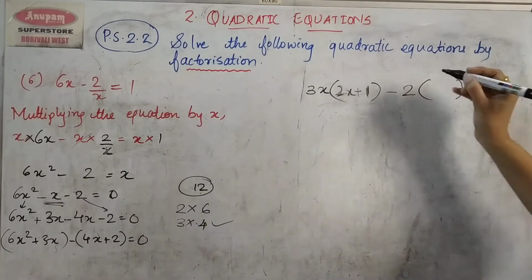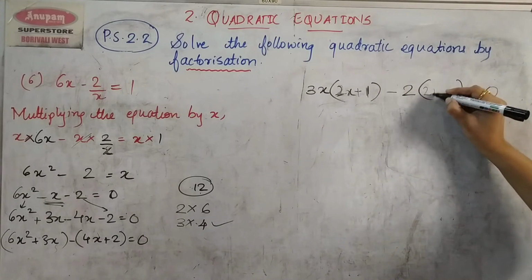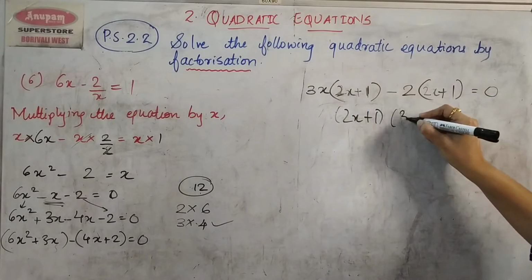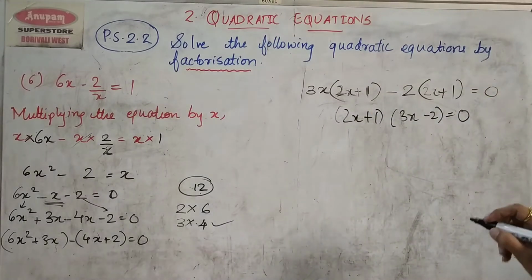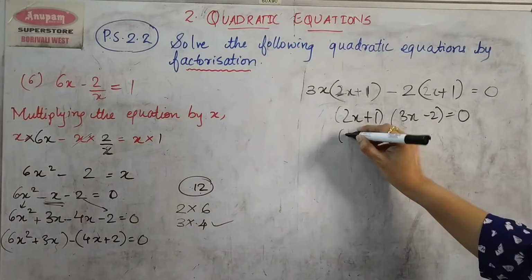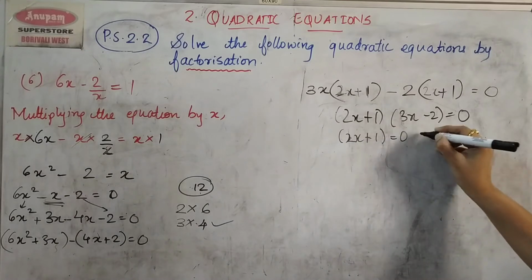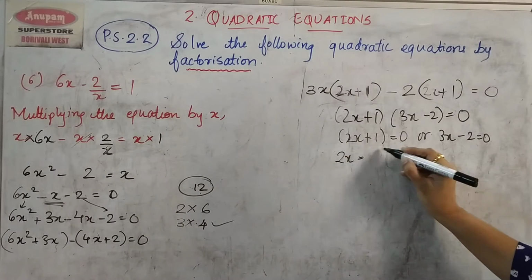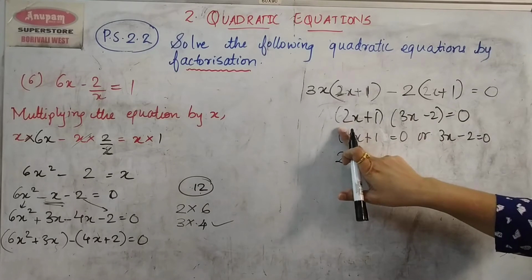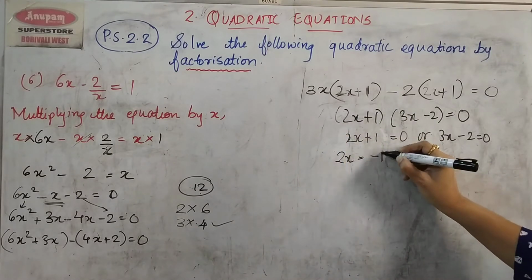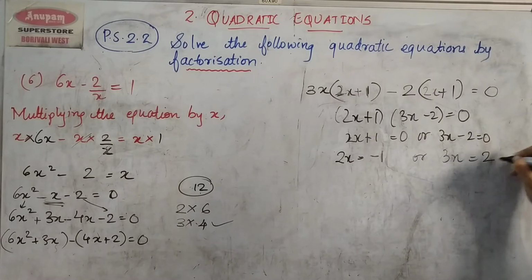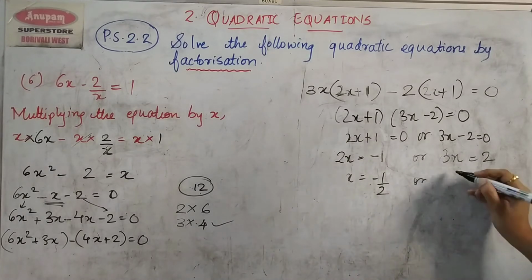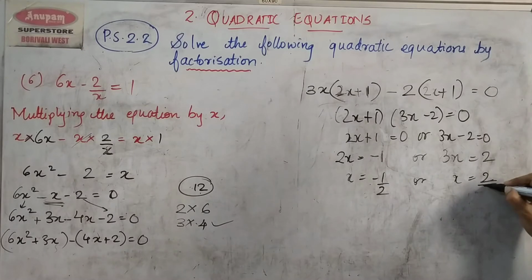Now 2 into what will give you 4? 2 2's will give you 4, or else straight away copy this: 2x plus 1. The next step: 2x plus 1 will be your one bracket and 3x minus 2 will be your second bracket. Now the one bracket 2x plus 1 is equal to 0 or 3x minus 2 is equal to 0. So this becomes 2x is equal to minus 1 or 3x is equal to 2. So this becomes x is equal to minus 1 upon 2 or x is equal to 2 upon 3.